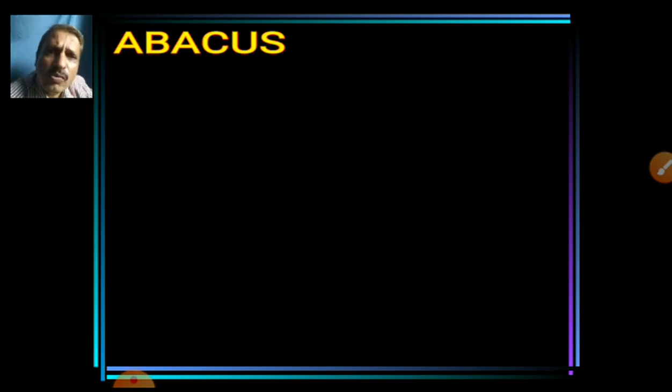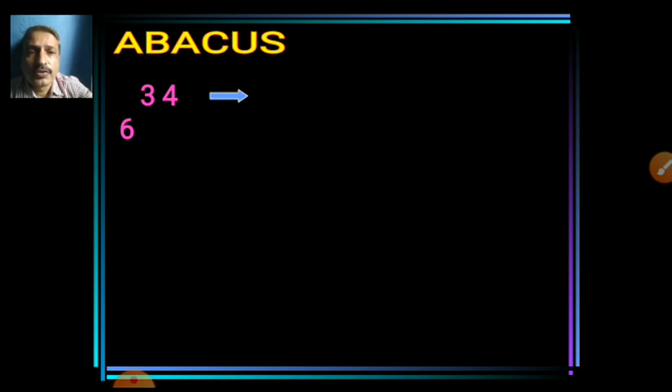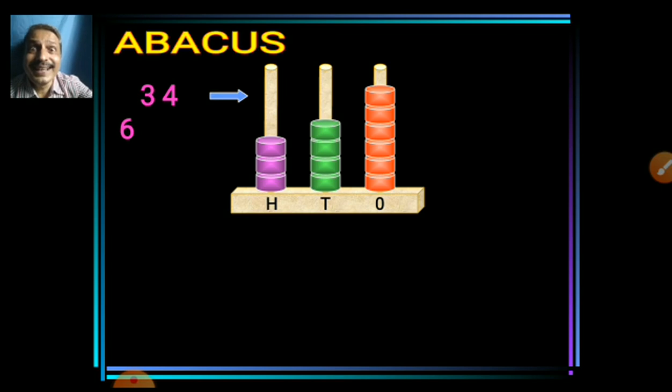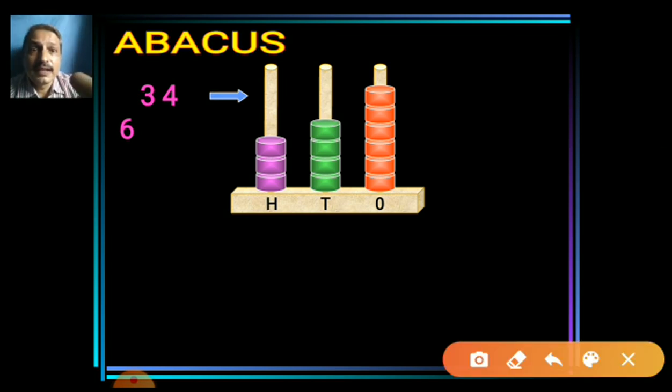When did you use it? Now, which standard are you in? 6. I am talking about KG2 standard. You used it. Do you want to see? Yes, see, here is the picture. Number is written 3, 4, 6. Here is the picture of an abacus. This is the abacus.